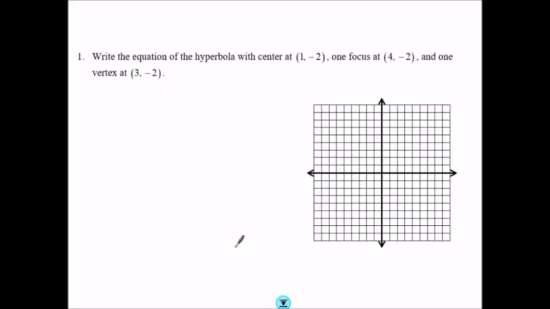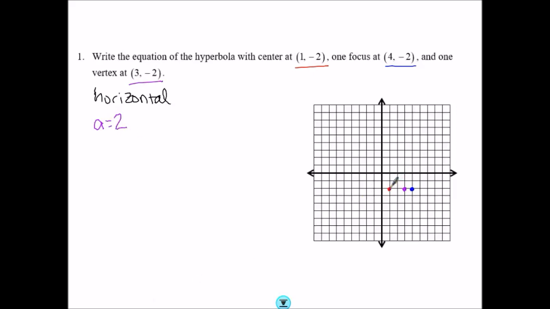For our first problem, we are given that the center of the hyperbola is (1, negative 2). We have one focus at (4, negative 2), and one vertex at (3, negative 2). Well, this means that we are going to have a horizontal hyperbola. We are told what our center is, so we need to make sure that we have a and b. Well, a is the distance to the vertex, so that means that a is 2.